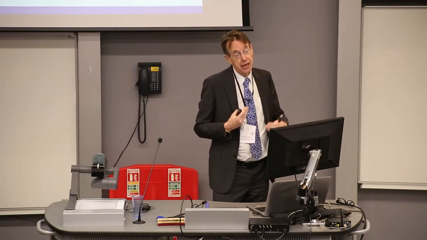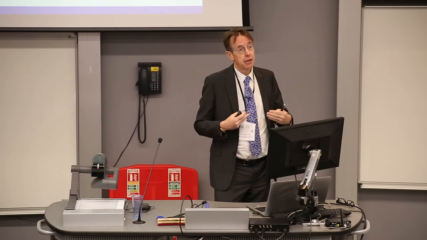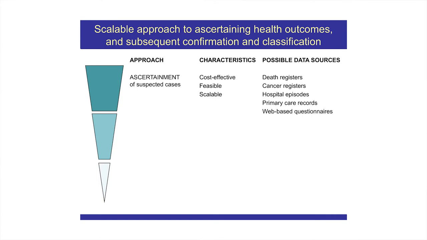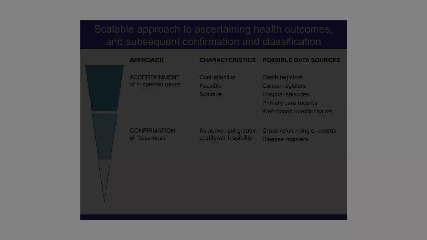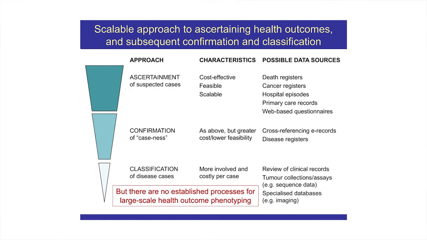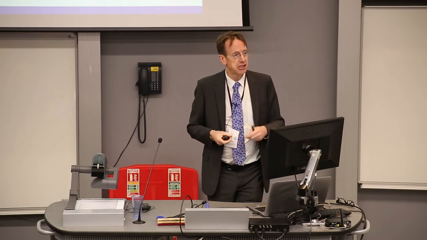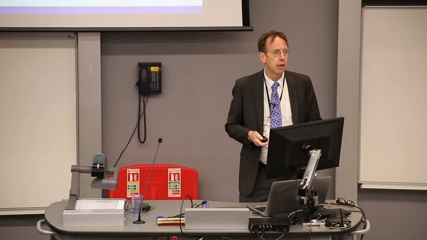So the approach that we've been taking in these large prospective studies is, first you need to link. In the UK you can link to death, cancer, hospitalization, and primary care data. Web-based questionnaires to participants can be used to pick up suspected cases. Then cross-reference between different health record systems to check caseness. And then look at whether one can go even further for particular outcomes, with clinical records, imaging, and tumor data, to subclassify diseases. But as I said, there are no established processes. So this is an informatics problem that we're creating that we need solutions to.